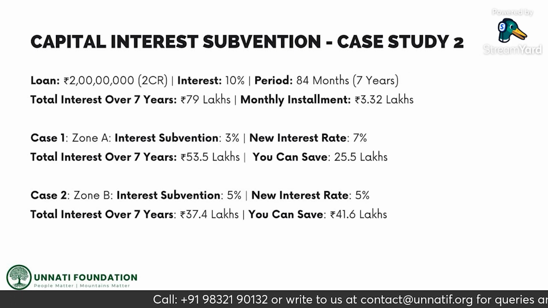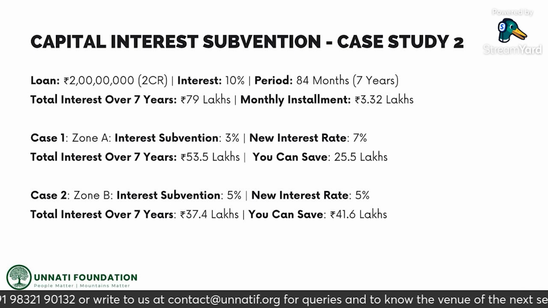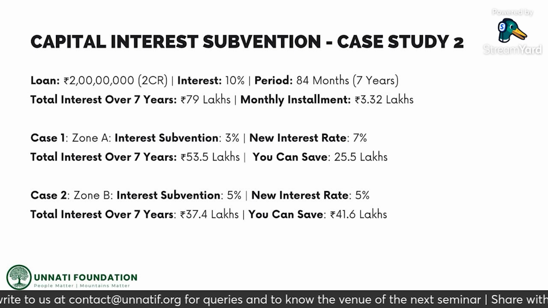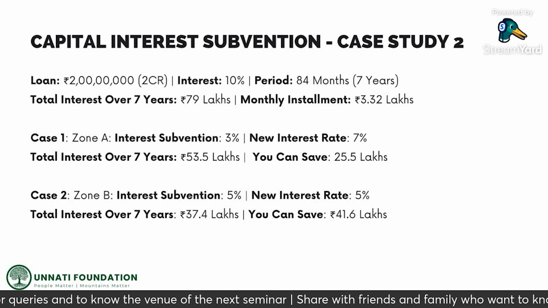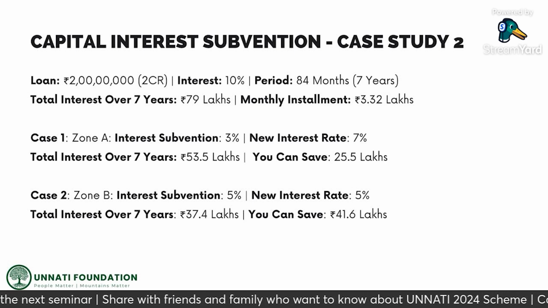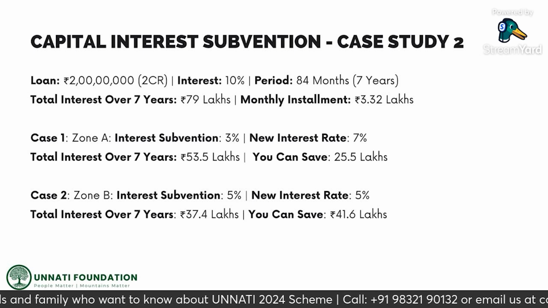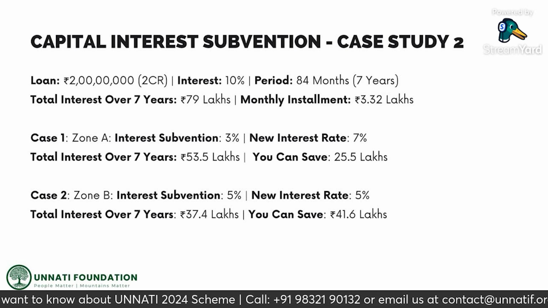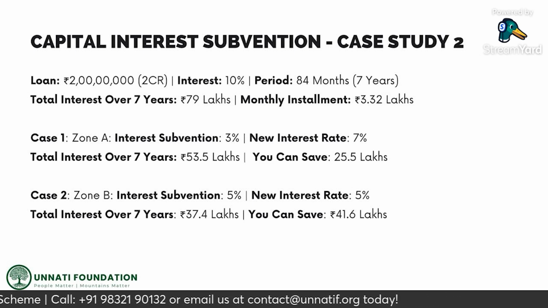Now, let's take another example. Here the loan amount is 2 crore. We assume the rate of interest at again 10%. Total interest one pays is 79 lakhs over 7 years. For zone A, you can save or claim as subsidy incentive an amount of 25.5 lakhs. And for zone B, you can save or claim as subsidy an amount of 41.6 lakhs.